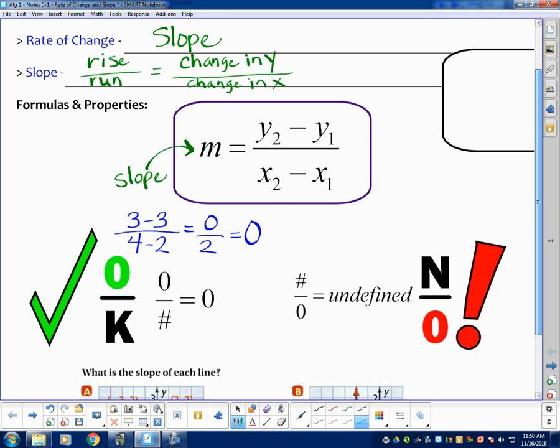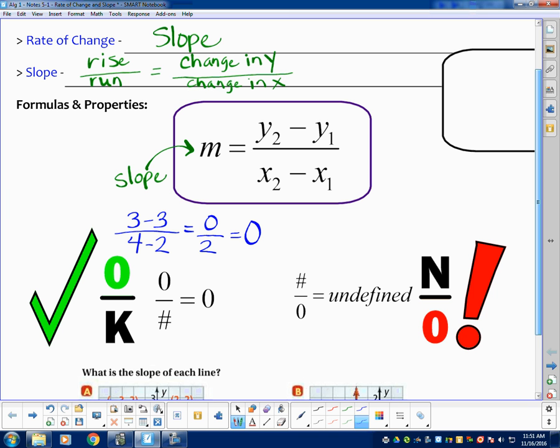Okay, I'll wait for conversations to be quiet. It's okay to have a slope of 0. You can only have a slope of 0 if the 0 is on top. If my 0 ends up on the top of the fraction, then my slope is 0.